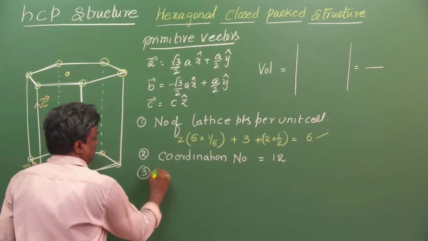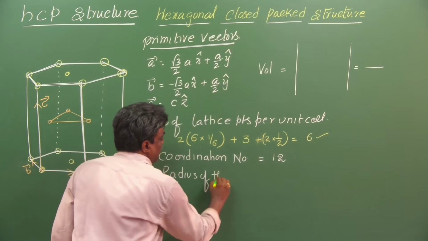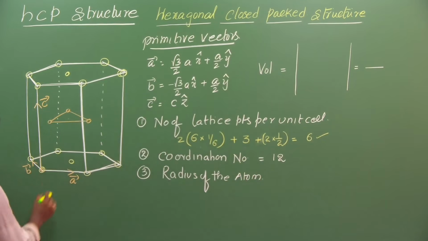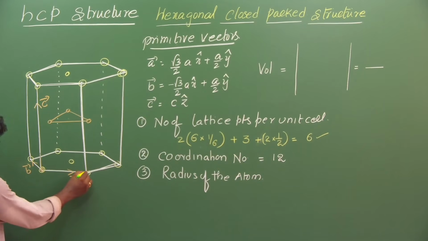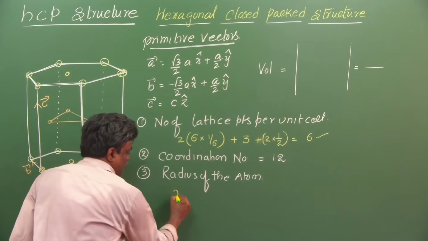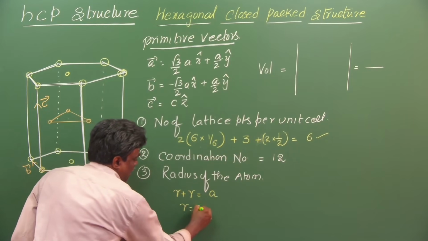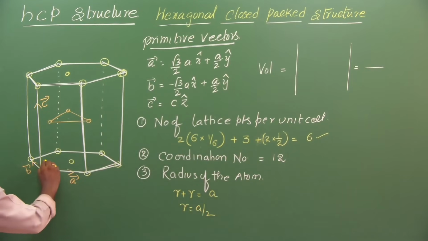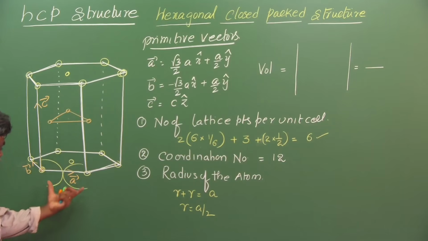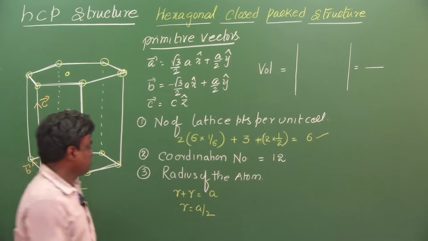Next, third one: radius of the atom. Don't get tension. Here we have one atom, here one atom. This side length is A. That's why R plus R equals how much? Still not understanding? See this, here one atom, here one atom. So A is equal to 2R, R equals A by 2.